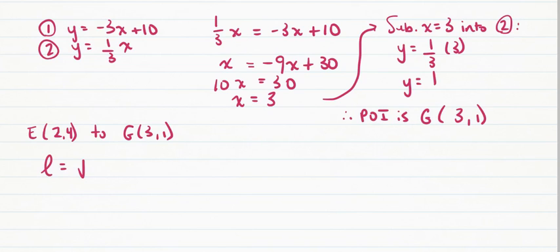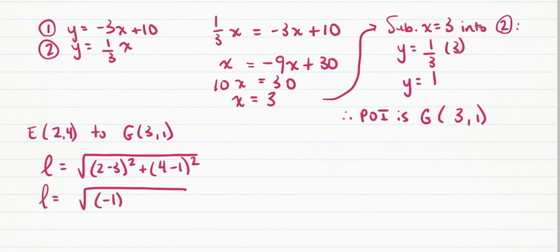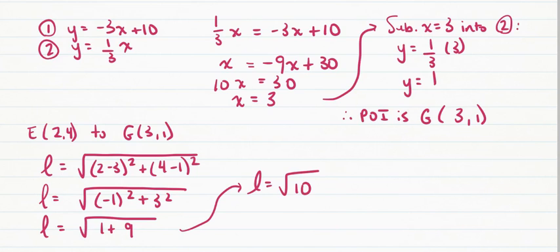Using our length formula, we subtract the x-coordinates, so 2 minus 3, and square it. Then we subtract the y-coordinates, 4 minus 1, and square that. So the length is the square root of (-1) squared plus 3 squared, which is the square root of 1 plus 9. That tells us the length is the square root of 10. That's an exact answer. Or we can get an approximate value by typing that into our calculator to get about 3.16.